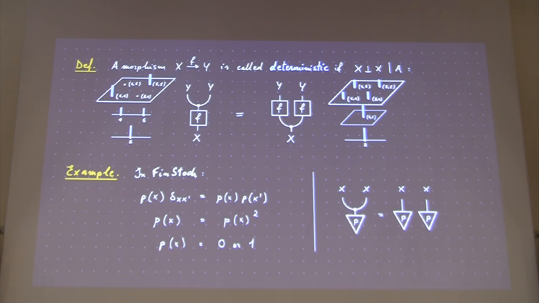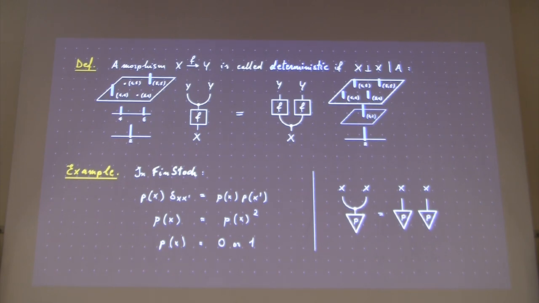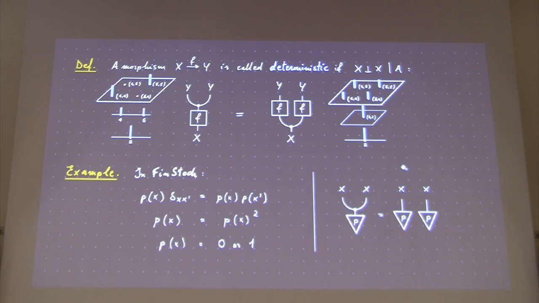Yes? And we can find the categories in FinStoch. You use them a lot in your examples, but I don't know the definition. Oh, it's the category of stochastic matrices with their composition. The matrices that have columns summing to 1 of positive entries. So again, this gives us the usual notion of determinism for most of our examples.